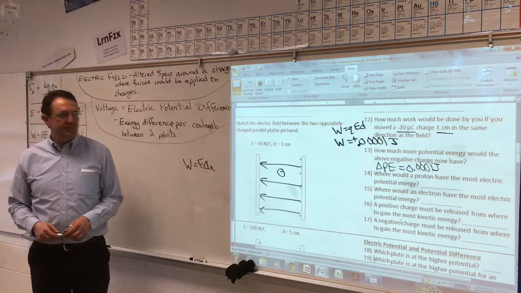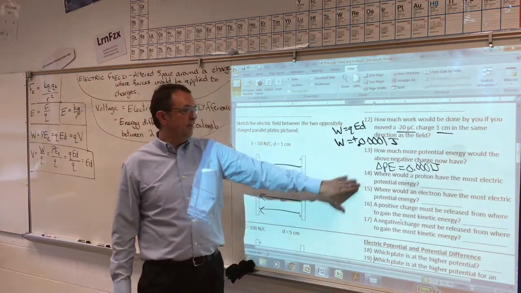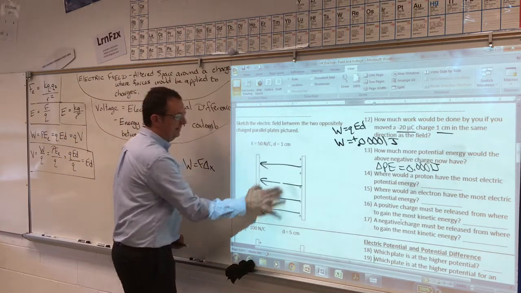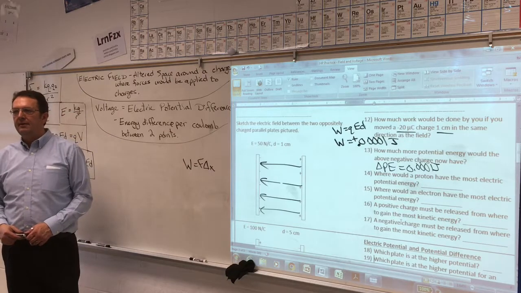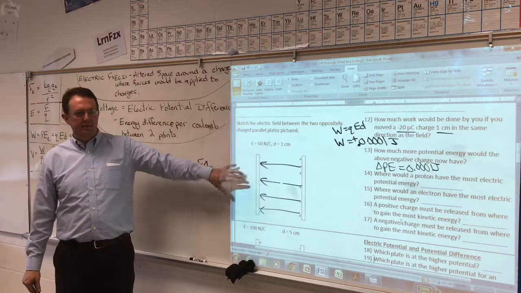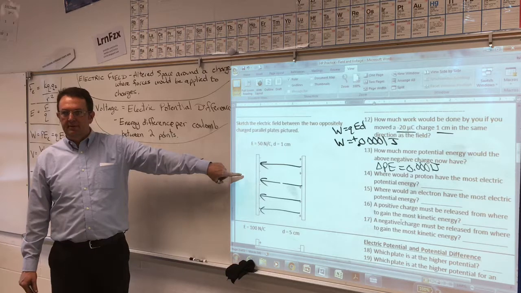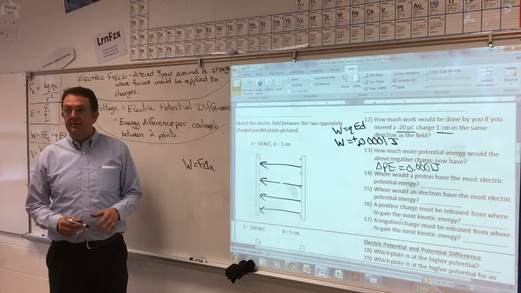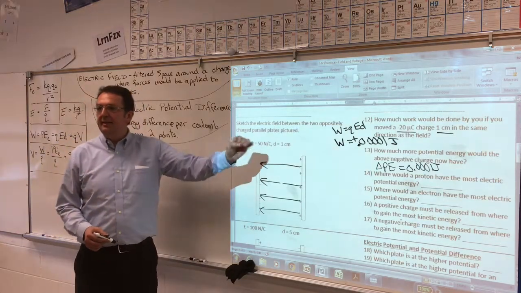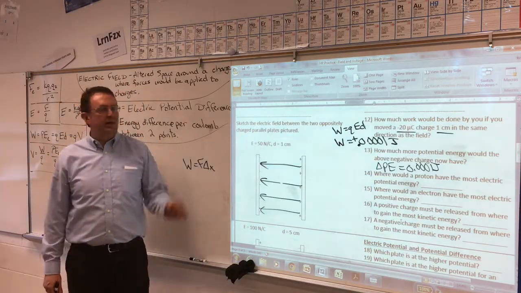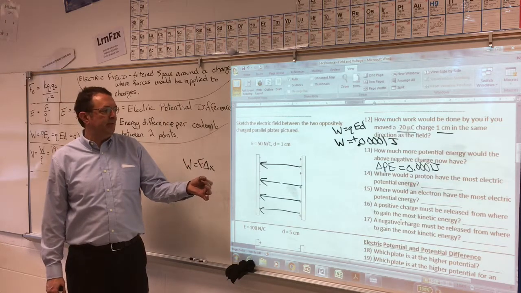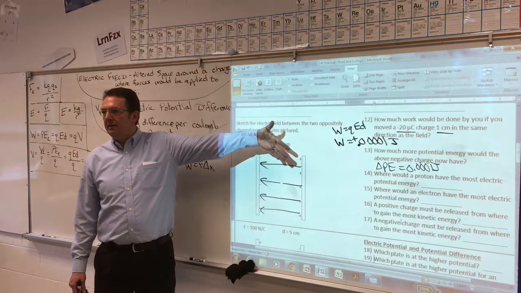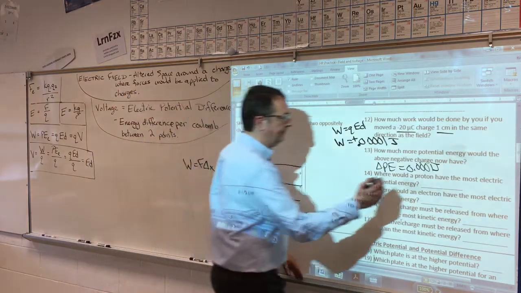Okay. Next question. Did you answer this one yet? Where would a proton have the most electric potential energy? Is that the left way? Well, oh, the right way. Why? Because you're fighting against the field that already exists. You take this thing, where does it have the most electric potential energy? You take it where when you release it, it would have the most kinetic. So you just push it over here, right plate.